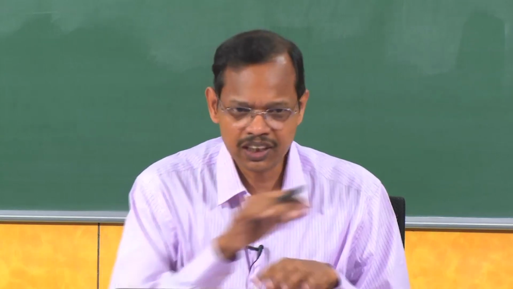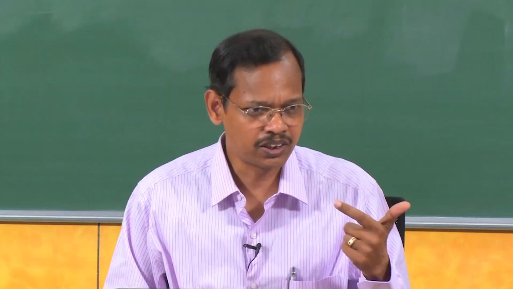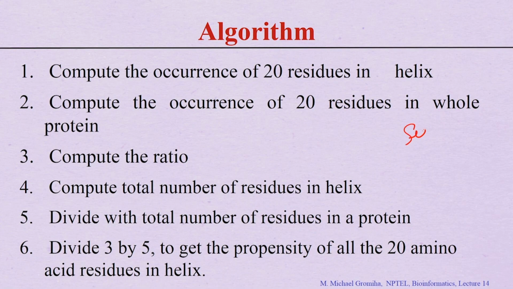So we need the sequence and the 20 different amino acid residues, and you need the secondary structure assignment. First we need to get the occurrence of the 20 residues in helix, and we need the same occurrence in the full protein. So in the full protein, how many residues of a particular type, each type we can get, and how many in helix, then you can calculate the ratio.